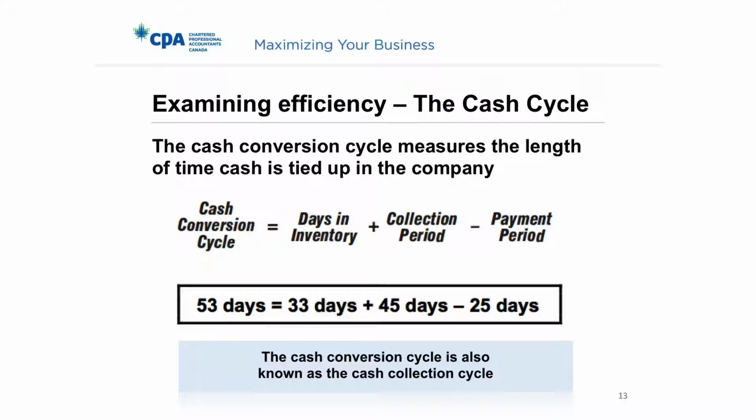So in our example, we had 33 days in inventory, a 45-day collection period, and a 25-day payment period. So as a result, our cash conversion cycle is 53 days. This means it takes our sample business 53 days to convert its products into cash. Note that the cash conversion cycle is also known as the cash collection cycle, and these terms are used interchangeably.